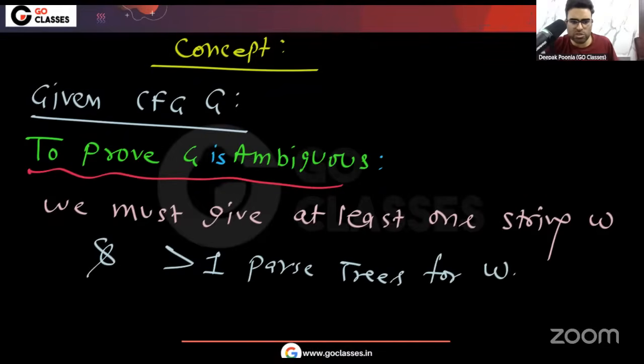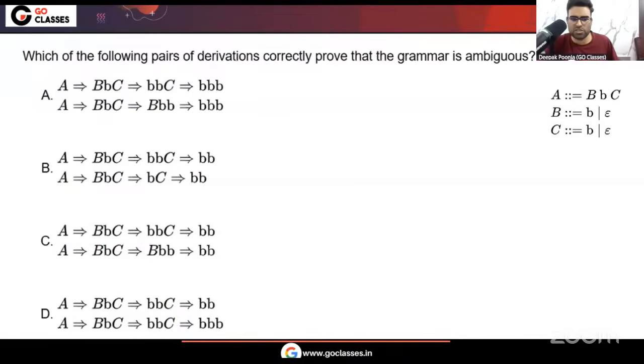The same thing I can also say: if you want to prove that a grammar is ambiguous, then you must give at least one string W and more than one leftmost derivation for W. The same statement I can also say: you must give at least one string W and more than one rightmost derivation for W. Is this clear? Very simple. Now let's come back to this question.